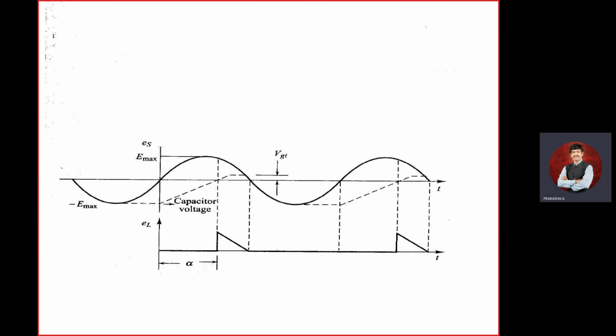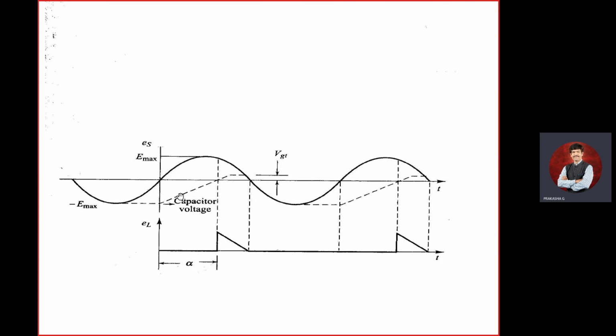The capacitor voltage keeps on increasing. Once it increases, you are going to get your triggering voltage, that is VGT, the gate triggering voltage, we'll call it. Once it reaches the gate triggering voltage, it is going to switch on your SCR, and the SCR will conduct. So this is where your SCR is going to conduct.